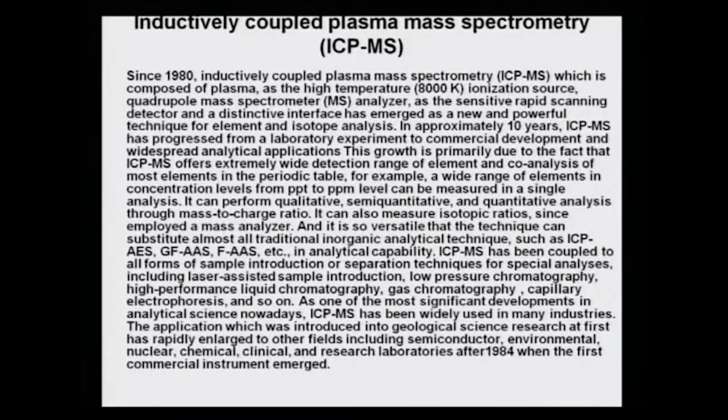As one of the most significant developments in analytical science nowadays, ICP-MS has been widely used in many industries. The application which was introduced into geological science research at first has rapidly enlarged to other fields including semiconductors, environmental, nuclear, chemical, clinical, research laboratories after 1984, when the first commercial instrument emerged. So, you see now ICP-MS has a wide range of application. It can be used for semiconductors, for environmental samples, for nuclear science samples, for chemical science samples, clinical samples and research samples.